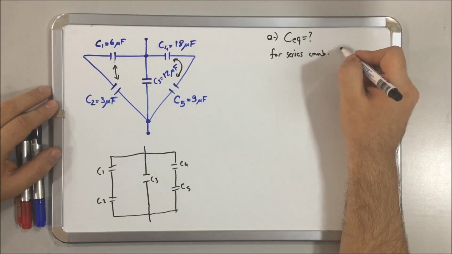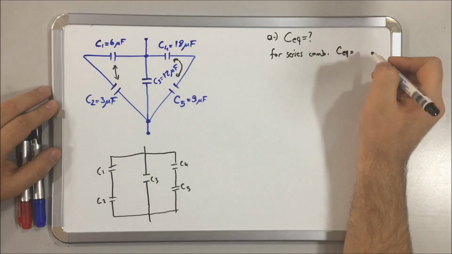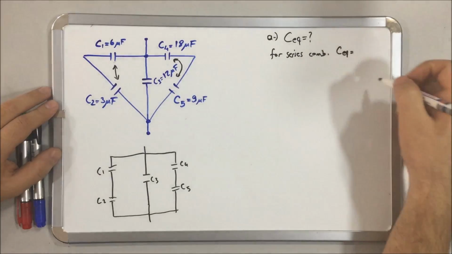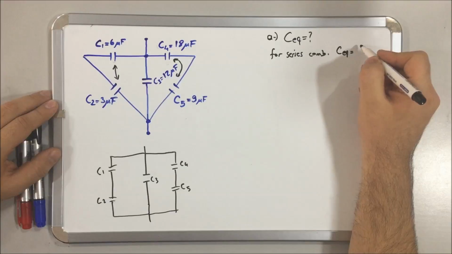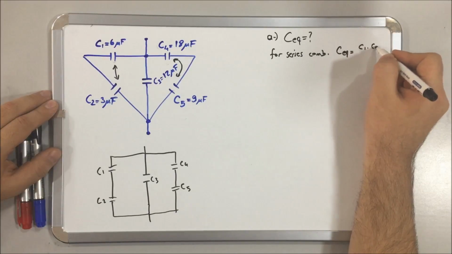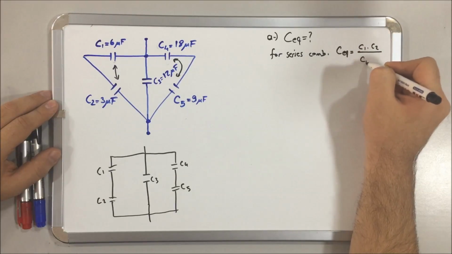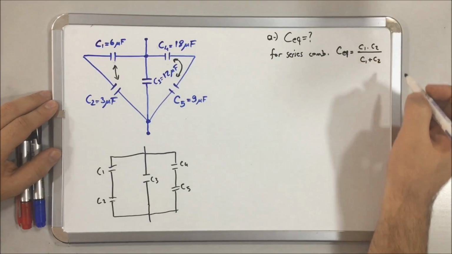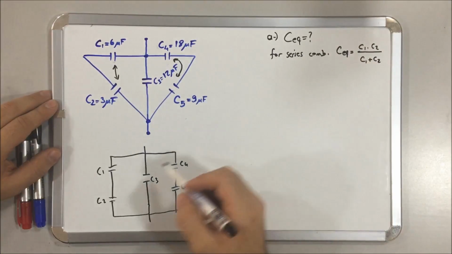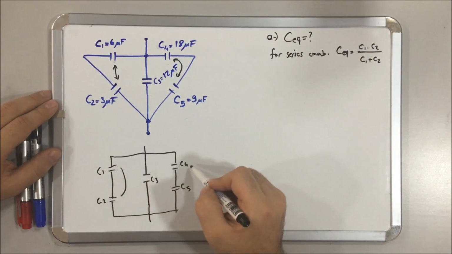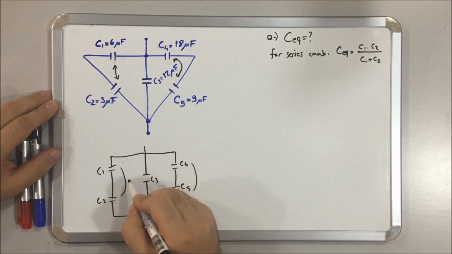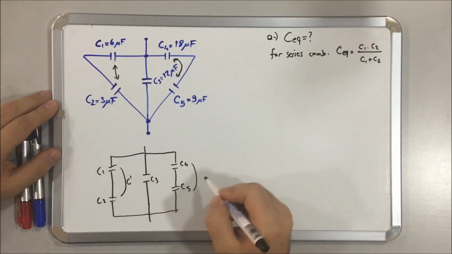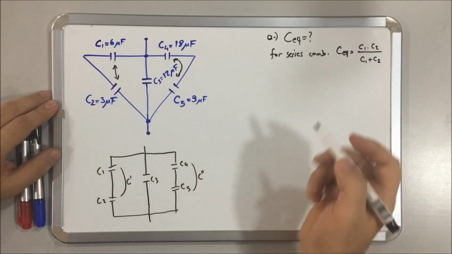This is the formula for C equivalent. If there are two capacitors, you can apply that formula, but if there are more than two, you cannot apply that formula. C1 times C2 over C1 plus C2. This is the shortcut. Now I'm going to calculate this one, and after this I will add them to each other. This one is C prime, let's say, and this one is C double prime.